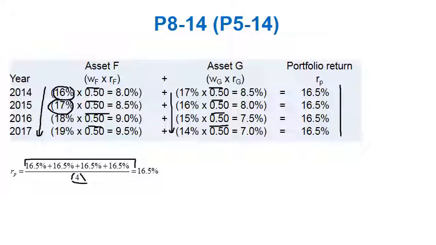And you find that the expected return on a portfolio consisting of 50% of asset F and 50% of asset G is 16.5%. So that is quite an important number, because we'll be using that to calculate our standard deviation. That is how we calculate the expected returns for a portfolio comprising 50% of asset F and 50% of asset G, which is alternative 2.